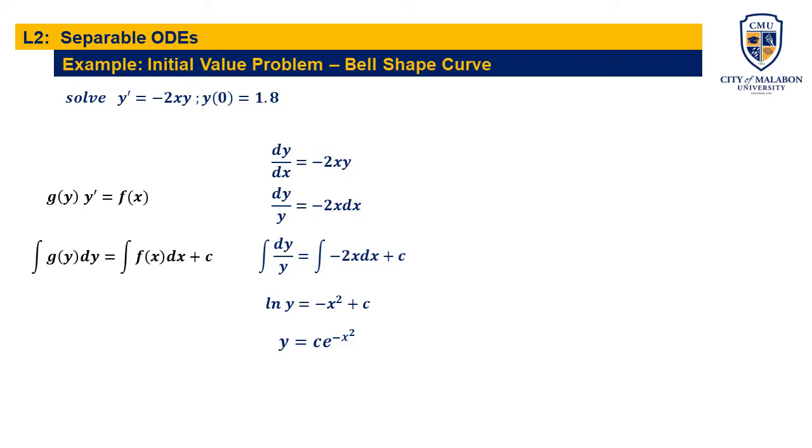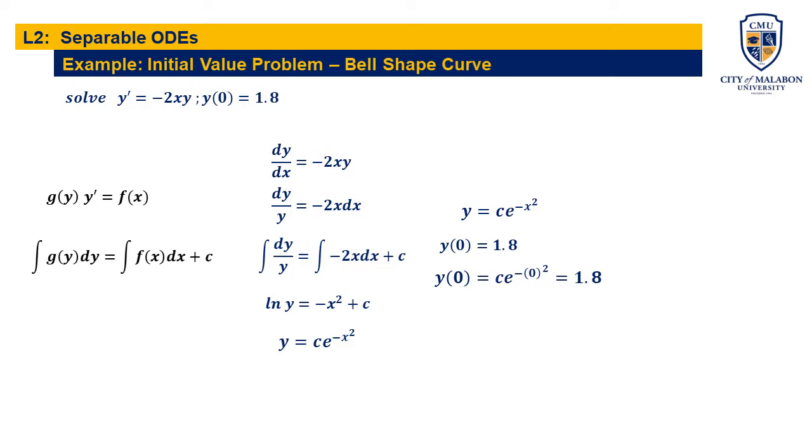Okay, so this will be our general equation. Now, with this equation, we can substitute the value of the initial value to the values of x and y to obtain our constant. So with that, y is equal to c times e to the negative x squared. Substituting x is equal to 0 and y is equal to 1.8, we then have y of 0 is equal to c e to the negative 0 squared is equal to 1.8.